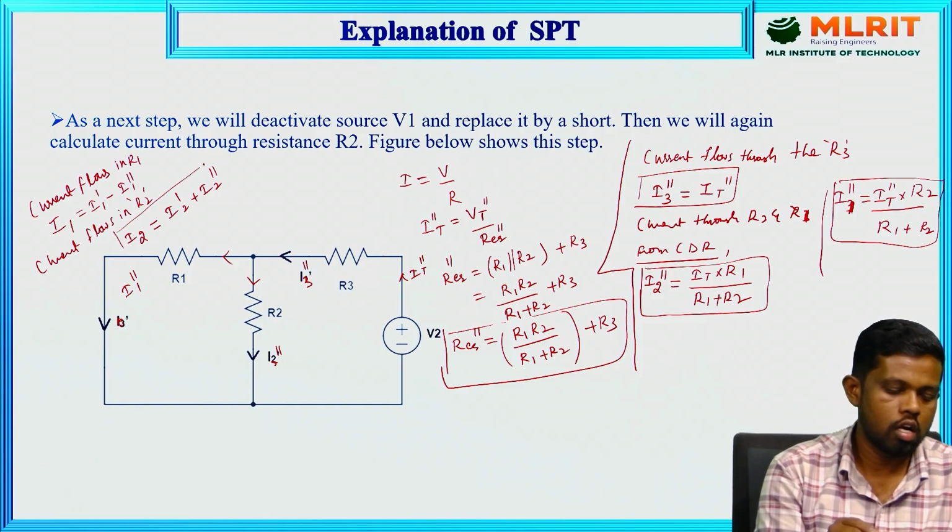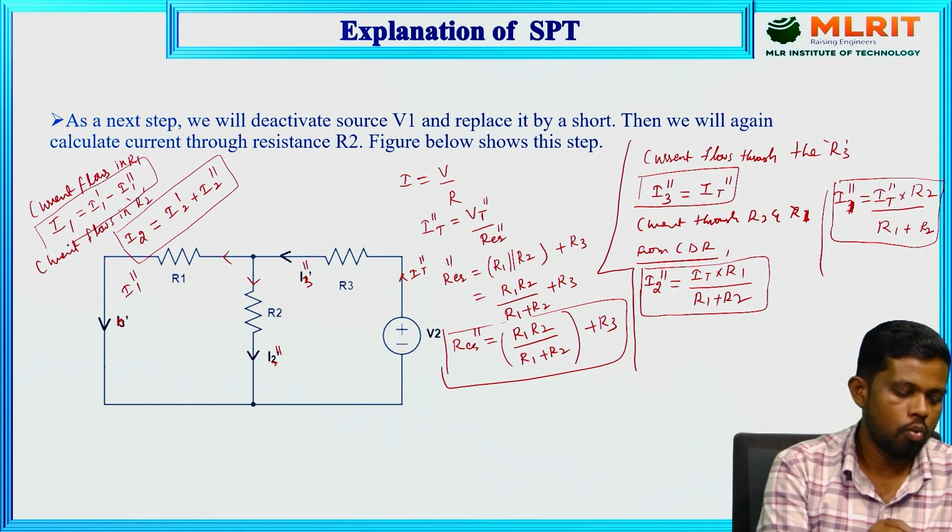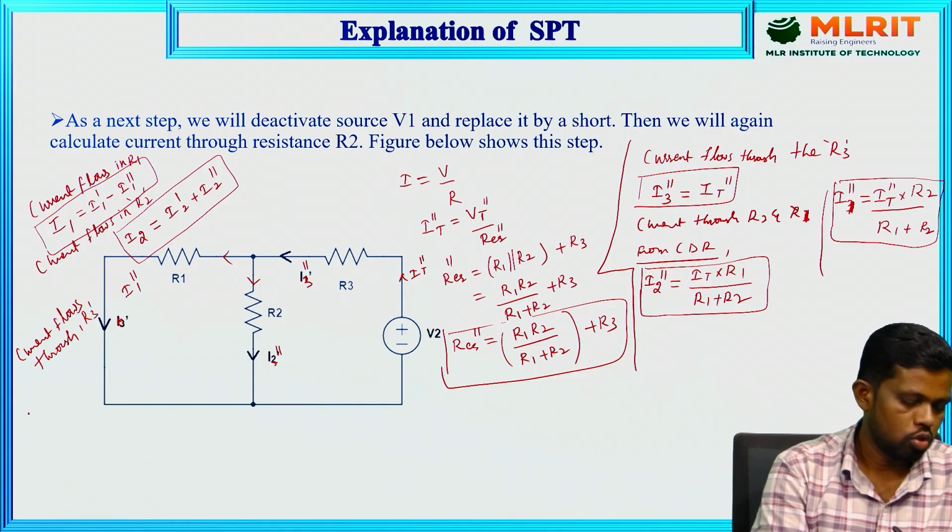So this is the current flowing through the R2 element. This is the current flowing through the R1 element. The last one is the current flowing through the R3 element. So I3 is equal to the combination of the response given by the first source and also the response given by the second source.